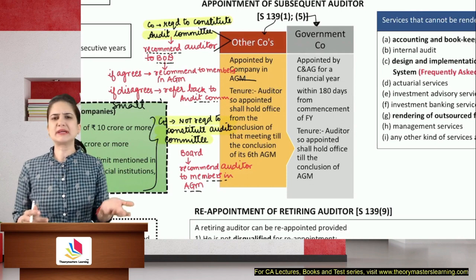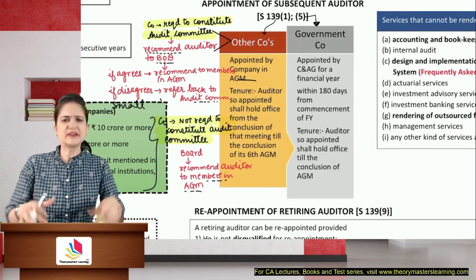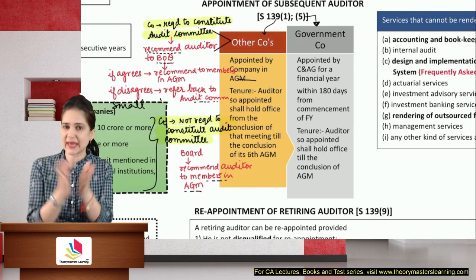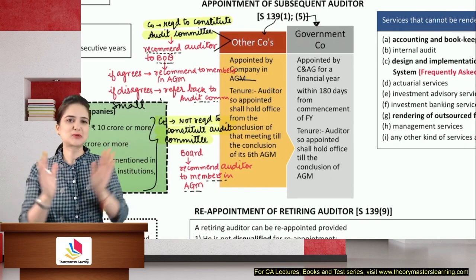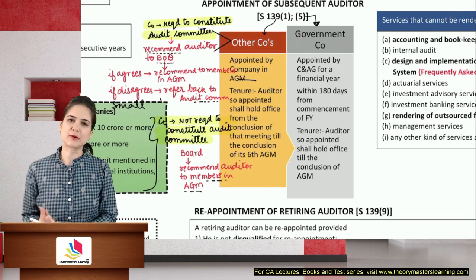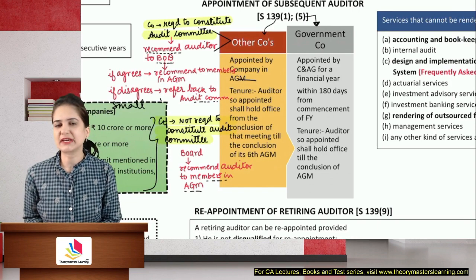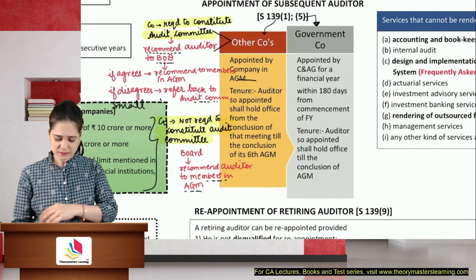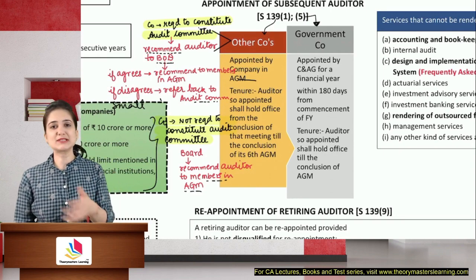Now, if the audit committee says, okay, fine, if you're not happy with this, we'll change it, and the board and audit committee agree, then in that case, it's a happy situation. They will recommend the name to the members, who will finally appoint the auditor in the annual general meeting and fix the remuneration. But what if an audit committee is not required?